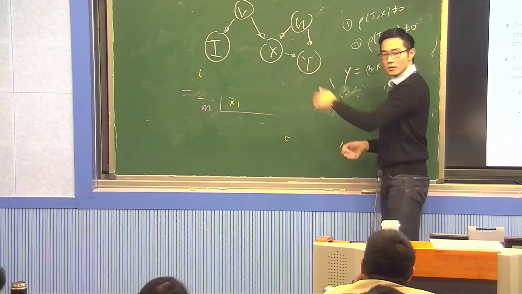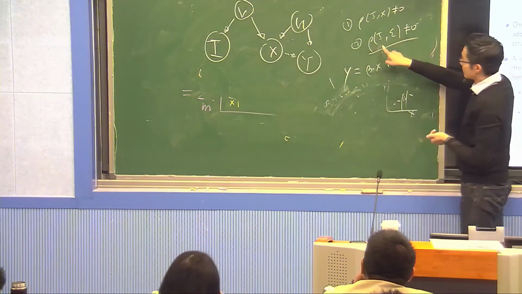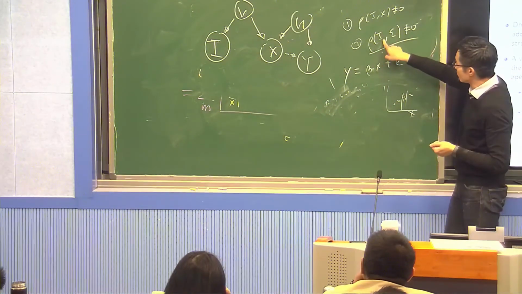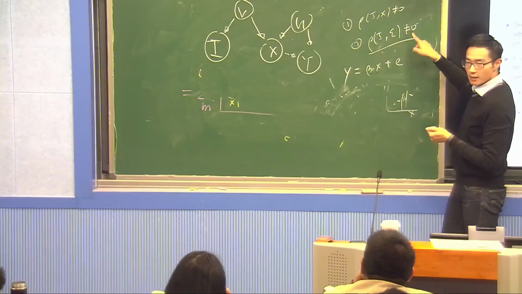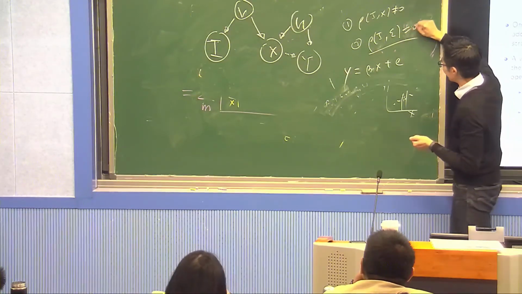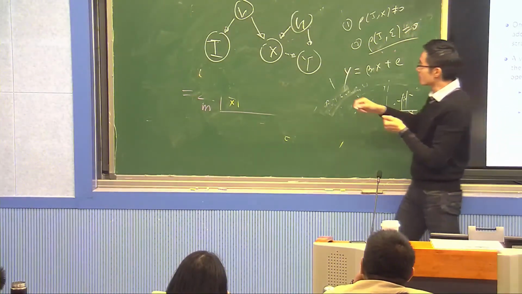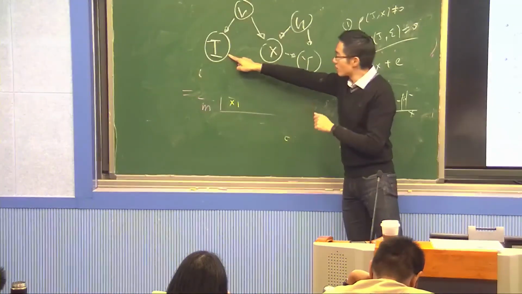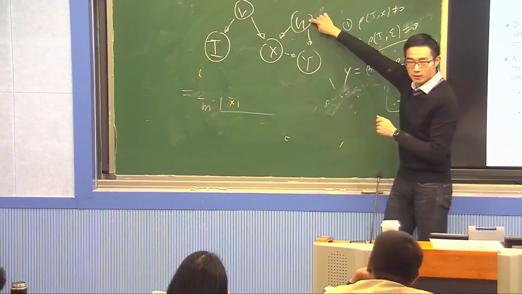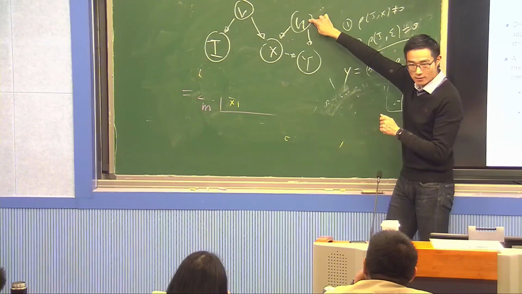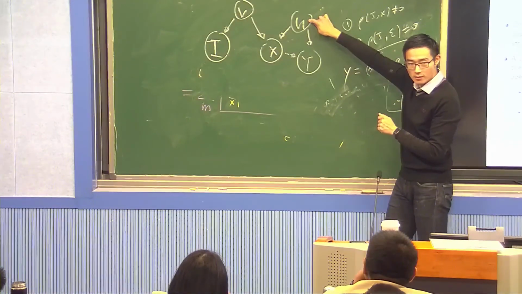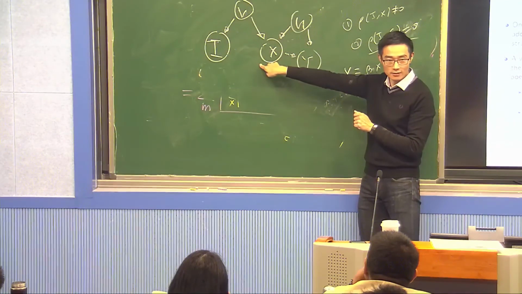This e is u. So the second condition you have is that the instrumental variable and this error term correlation is equal to 0, which means in the graph that I and U have to be independent. Are they independent? Why? Because X is a collider.